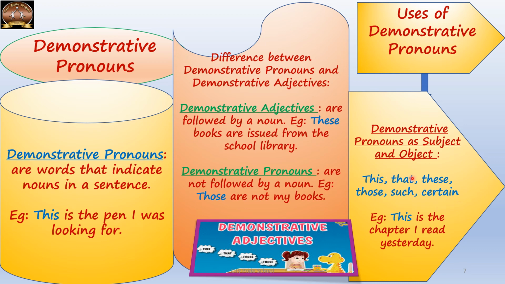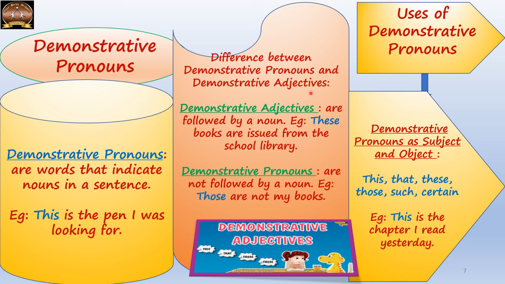Now this and that are singular demonstrative pronouns. That means they are used in place of singular nouns. These and those are plural demonstrative pronouns. That means they are used in place of plural nouns. Then this and these are used for closer objects or closer nouns, and that and those are used for nouns which are far away, at a distance.